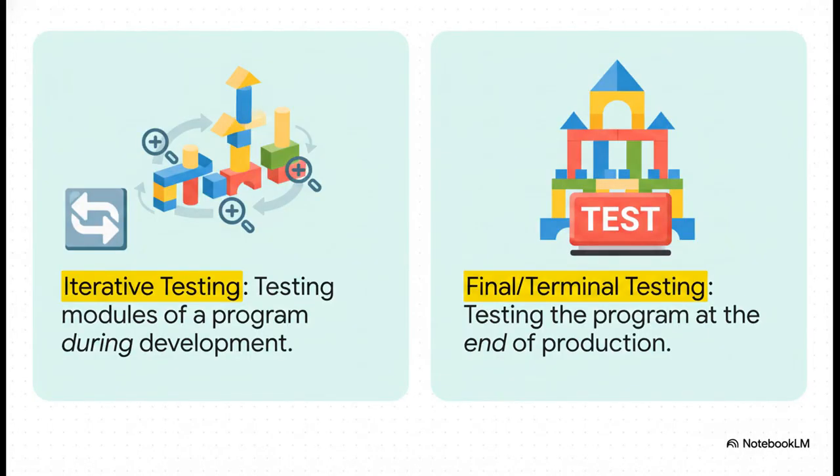Now, when it comes to testing, there are two main ways to go about it. Think of it like building a giant Lego model. Iterative testing is where you check each little block as you add it, making sure it fits perfectly. Final testing, on the other hand, is like waiting until the entire Lego spaceship is built and only then checking to see if it'll fly. As you can probably guess, the best way to do it is a mix of both.